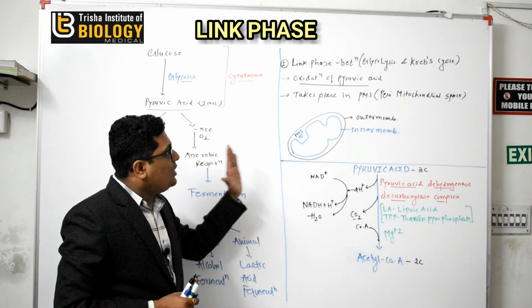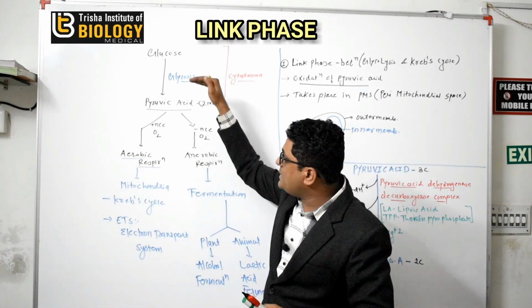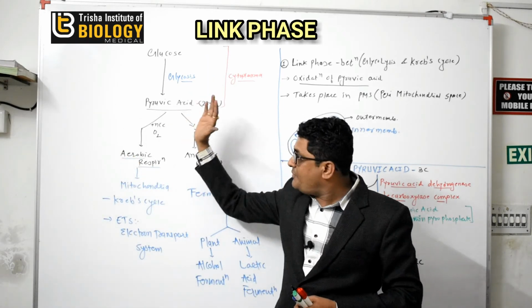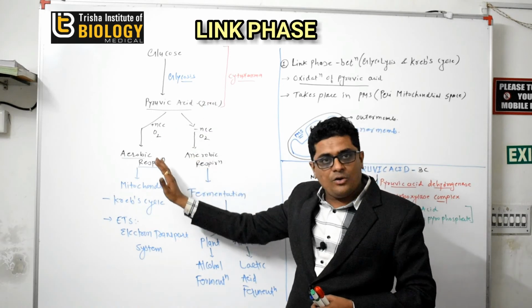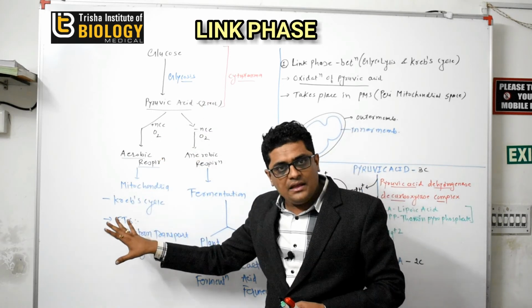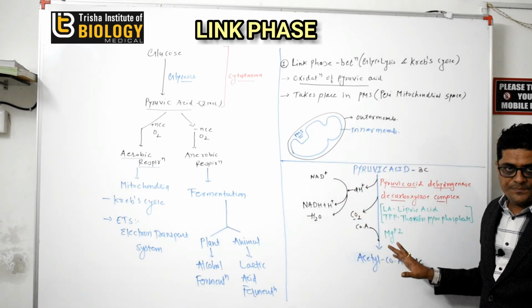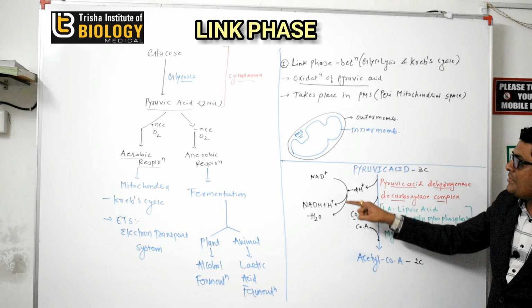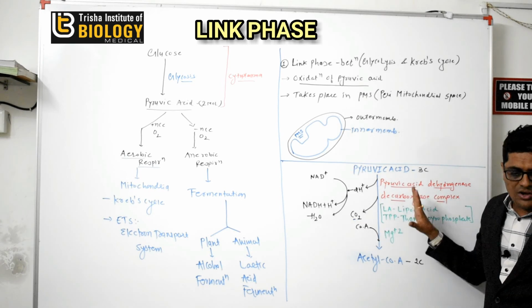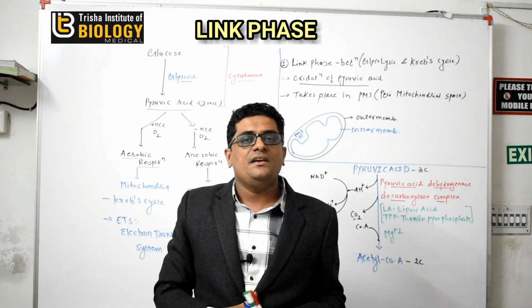So this is all about the link phase: after glycolysis, if the pyruvic acid enters the aerobic respiration, the oxidation of pyruvic acid must take place before entering the Krebs cycle. This is known as the link phase between glycolysis and the Krebs cycle.